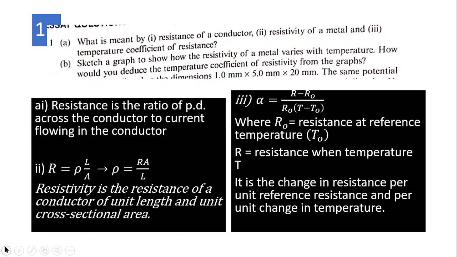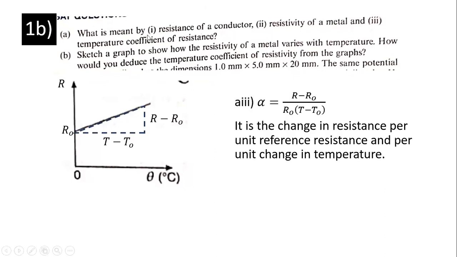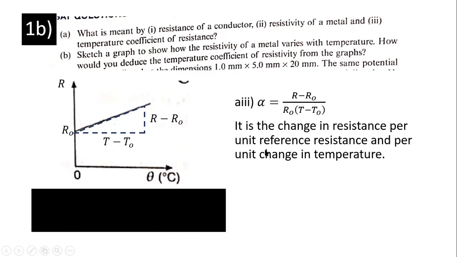Yeah, okay, sir. Right? That's how the graph looks like. Sketch the graph to show how the resistivity of metal varies with temperature. How would you deduce the temperature coefficient of resistivity from the graph? See, that's why they ask you to define. You define that, then you can see this is a change in resistance. This is a change in temperature. So that is your gradient. So it is a change in resistance per unit. That is what you define. So it's just a gradient divided by R naught. Can?